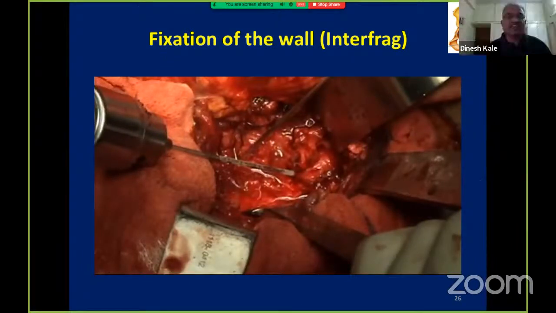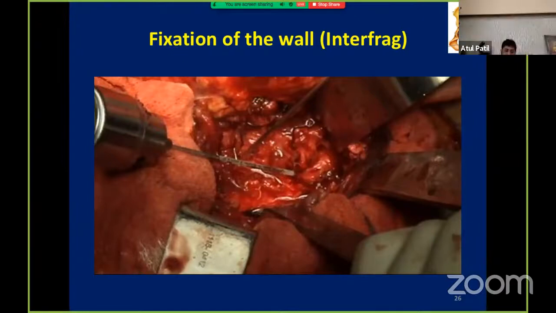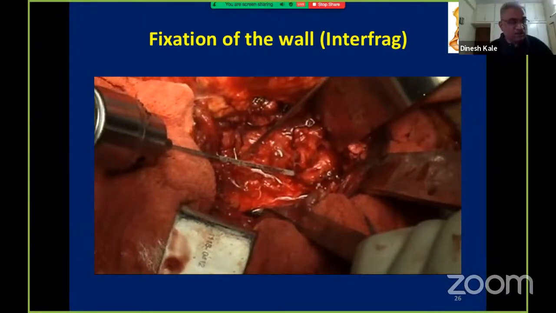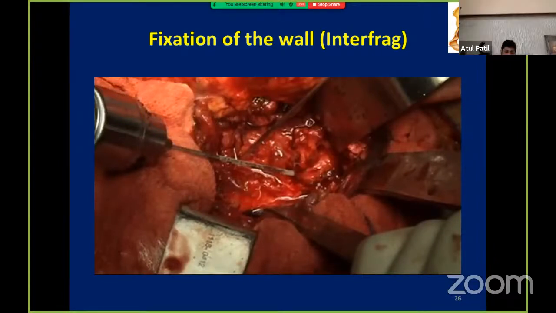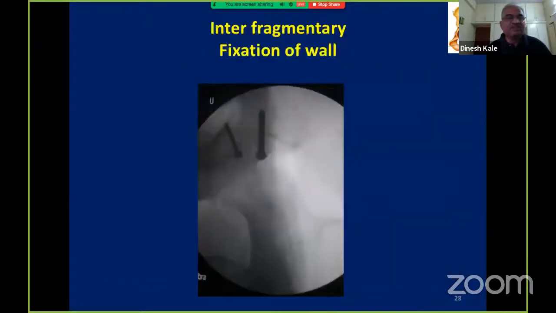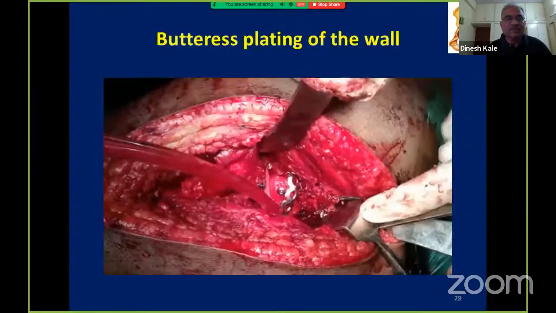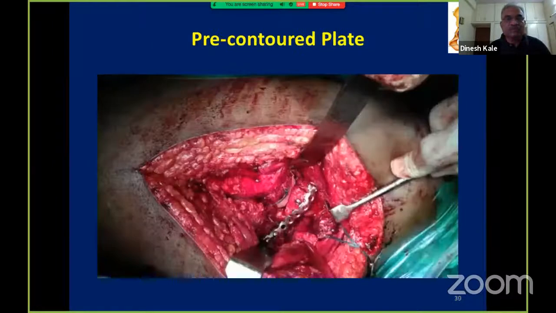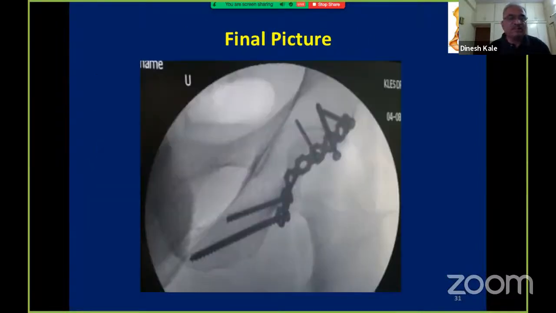Temporarily fix it with K wires. Your direction of the screws has to be away from the joint. One cannot afford to fix any screws in such a way that they enter the acetabulum. So these are interfracs. Once you have put the interfrac screw, you'll have to put a plate. This is a picture with the interfracs and a plate which is buttressing this fragment. This is the final picture that you get once you have buttressed this.